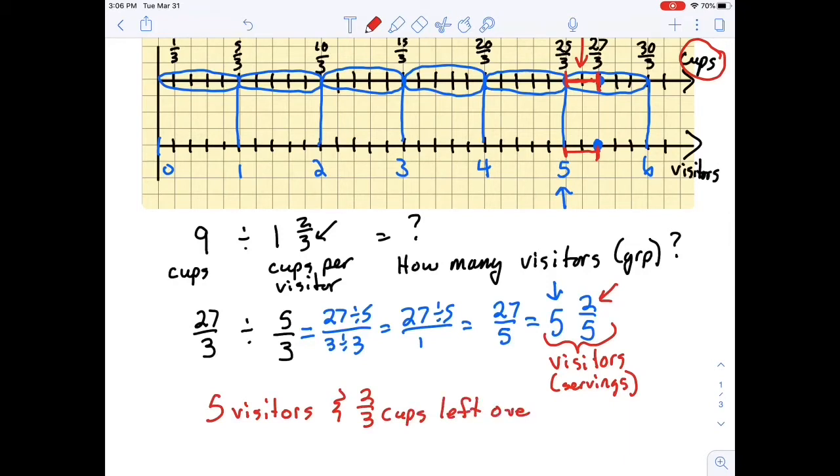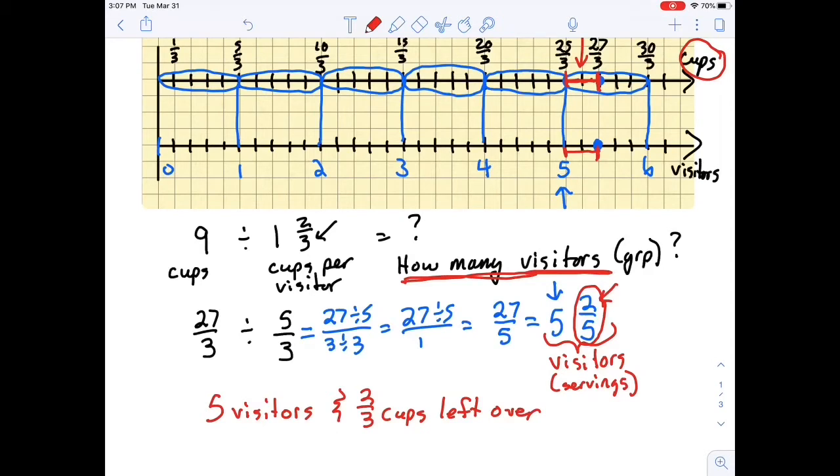This is such a hard problem because people tend to want the 2/5 to be the number of cups left over. But remember, the entire quotient, the entire answer represents visitors. How many visitors? So 5 2/5 visitors, or 5 2/5 servings, not cups.